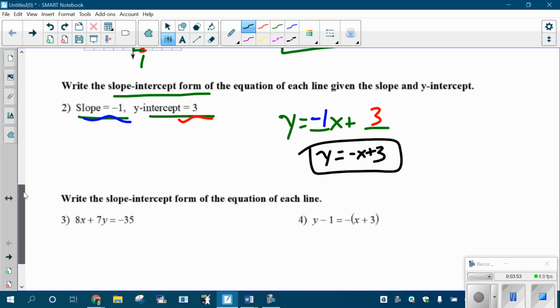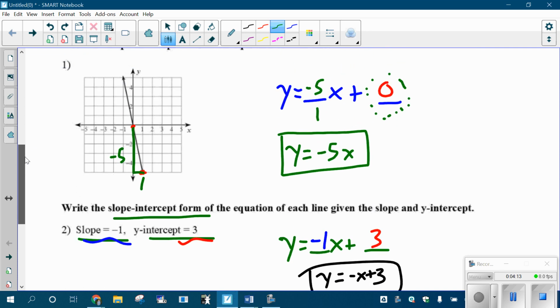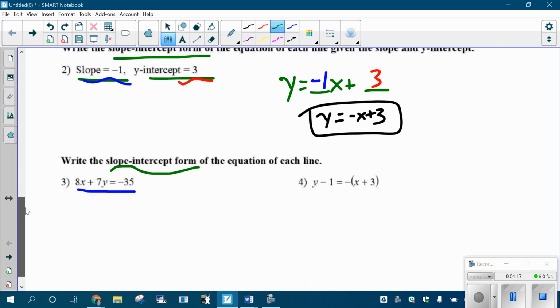Two more relating to slope-intercept before we do the point-slope thing. So here, they give me the equation of a line, but it doesn't look normal. It's all weird. But they tell me to write the slope-intercept form of the equation. Oh, well, this has y's and x's. It's just all mixed around. Slope-intercept is supposed to be y equals mx plus b. So to get this into that form, I'm just going to do algebra.